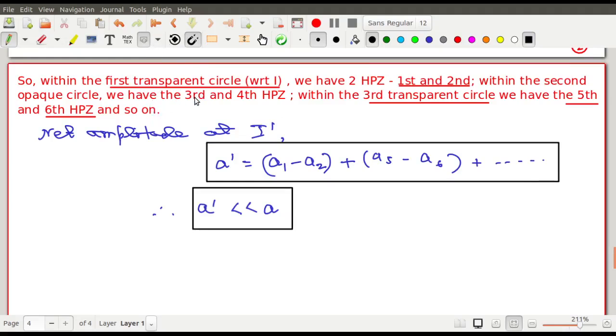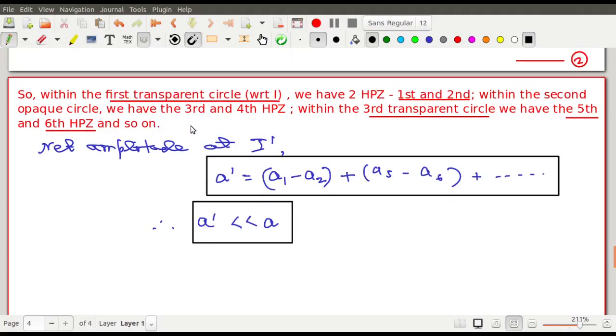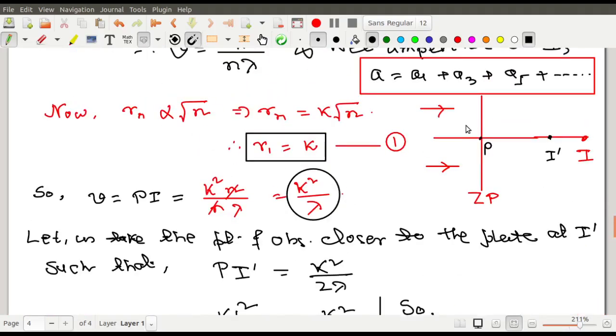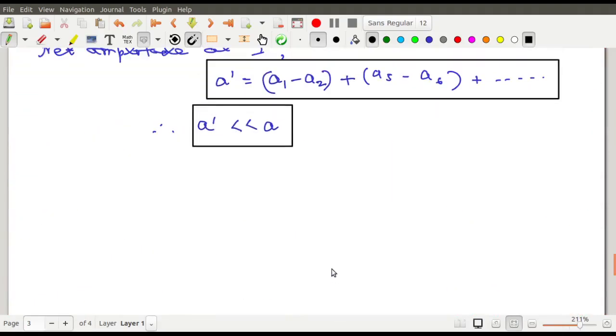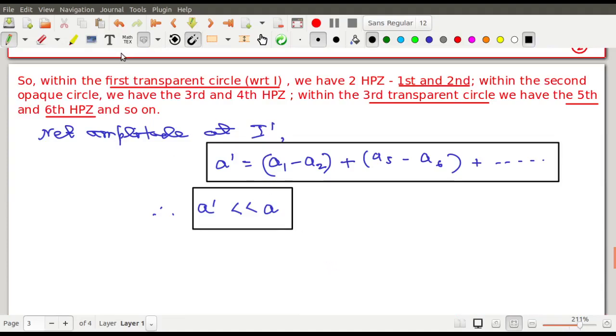Okay? Now let us continue this procedure. This procedure means let us now take the point of observation closer to the plate, further at I double dashed. So now let me take the point I double dashed such that this becomes k square by 3 lambda. Okay? So let us do that one. So I am writing again.